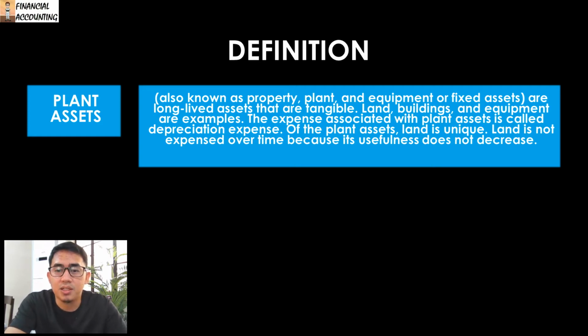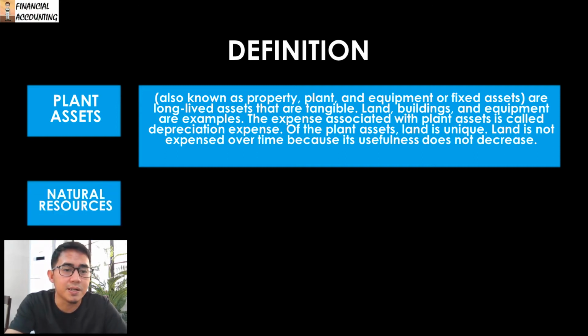The expense associated with plant assets is called depreciation. All plant assets except land are subject to depreciation. It is the normal wear and tear of the plant assets. Of the plant assets, land is unique. Land is not expensed over time because its usefulness does not decrease. In an actual scenario, land appreciates every year. It's the only item in the plant assets which increases its value over the years.